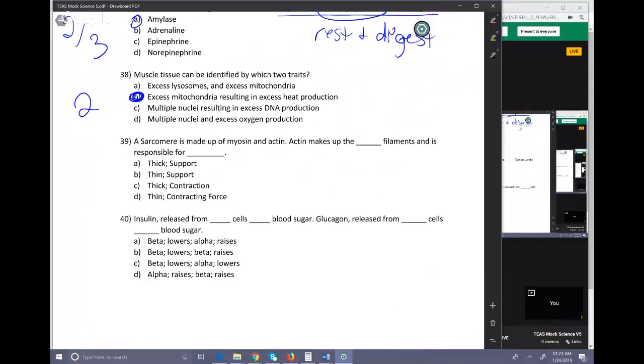39, a sarcomere is made up of myosin and actin. Actin makes up the blank filaments and is responsible for blank. That's going to be from Anatomy 2. And it is the thin filaments responsible for support. Sarcomeres with myosin and actin is one of the areas that you do tend to see 2 or 3 blanks in one question.